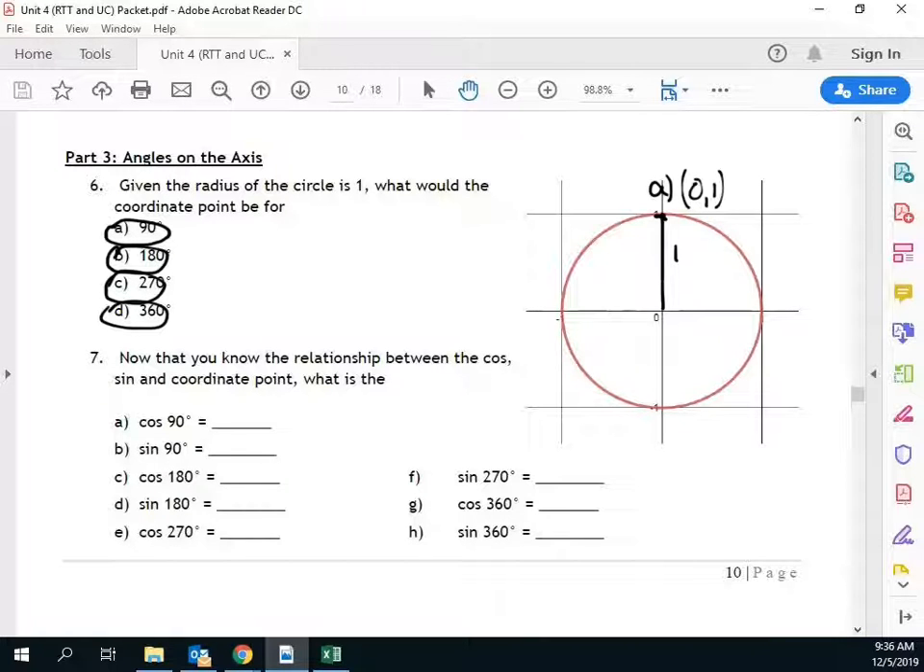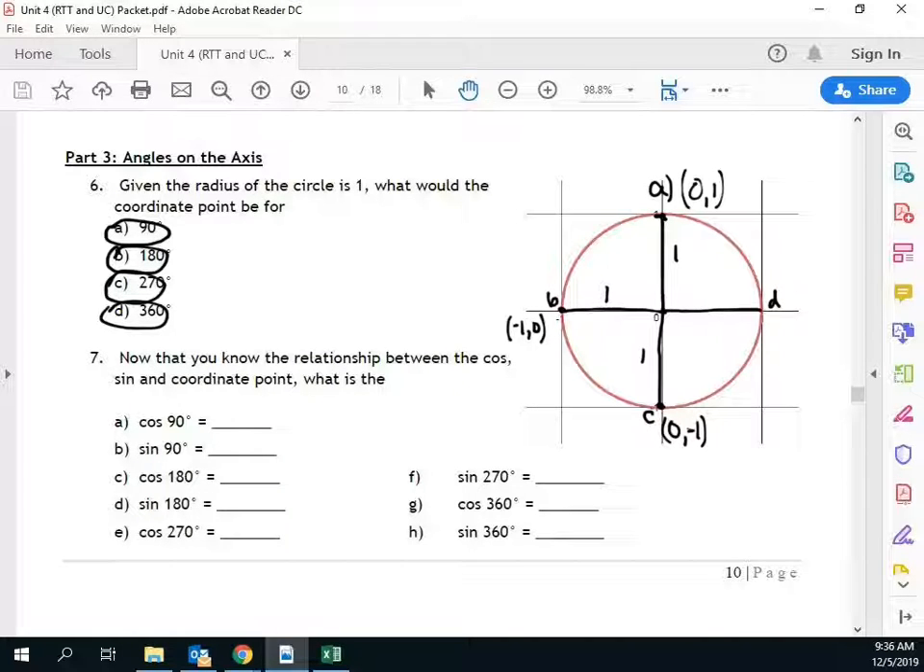What's the next one? 180? What's the coordinates of B then? If this length is 1. Close. Very close. Which direction are we going here? Negative 1, 0. There you go. What about C? 0, negative 1. And then finally, D.